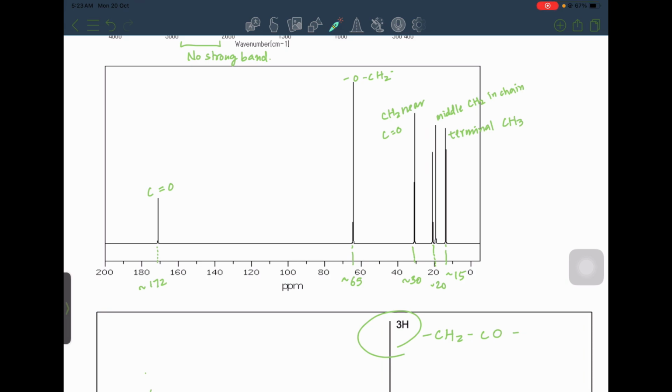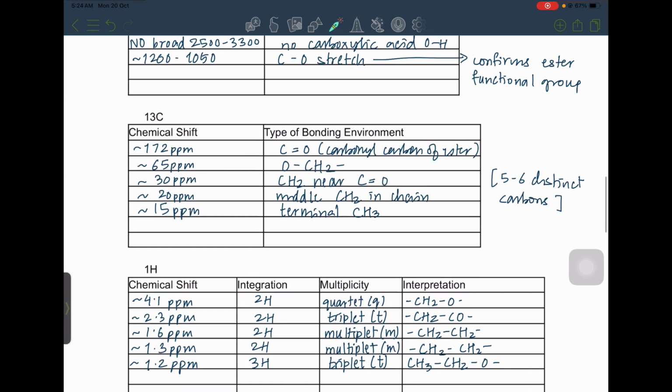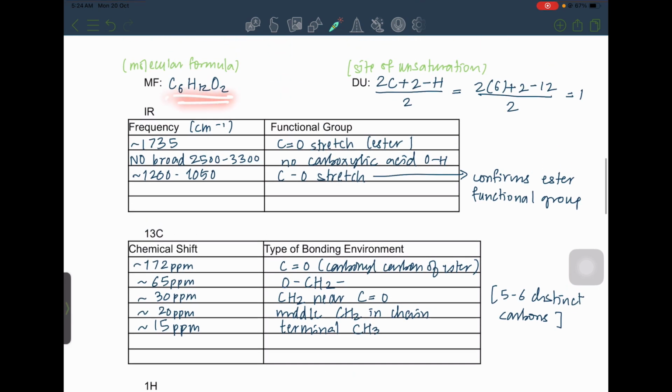Then around 30 ppm, it represents a CH2 group which is close to a C double bonded O, right? And then around 20 and 15, it is basically a middle CH2 which is present in the chain, and then at 15 it's a terminal CH3. So looking at all of this, it shows a distinct 5 or 6 carbon environment, which also matches the molecular formula that we have right here.